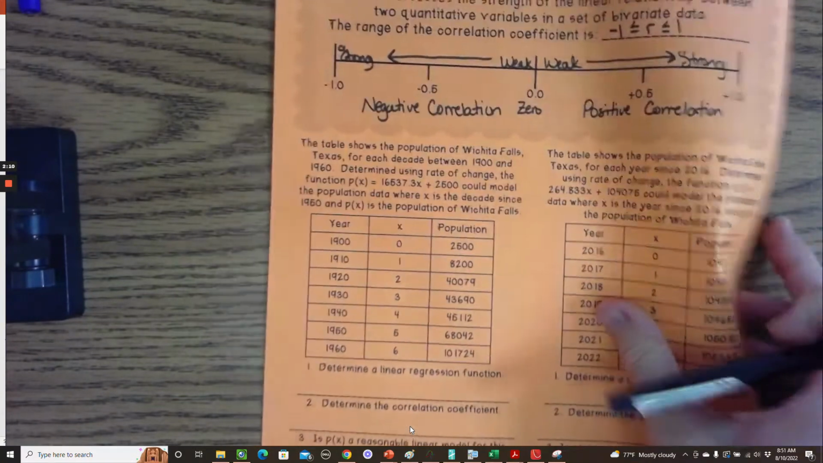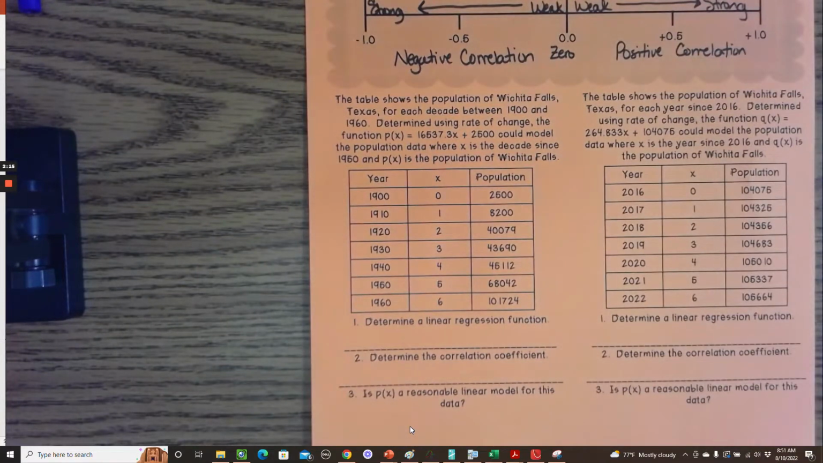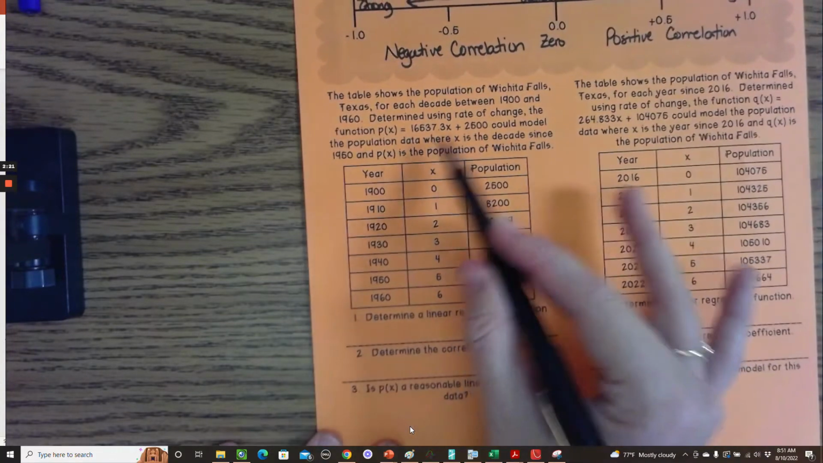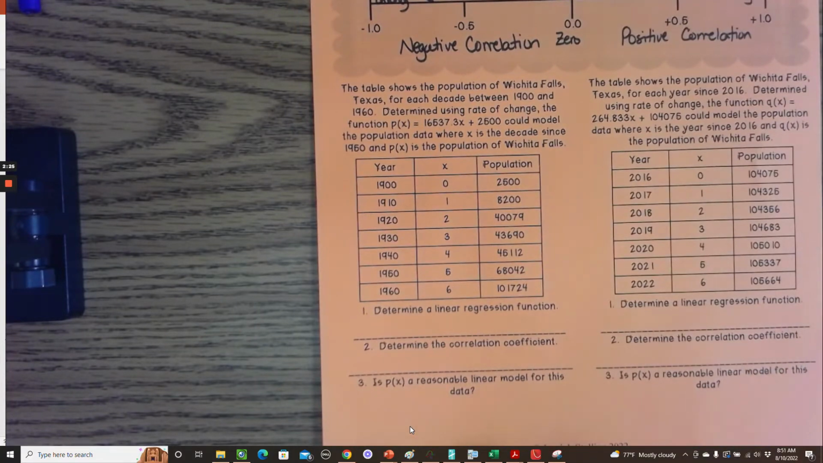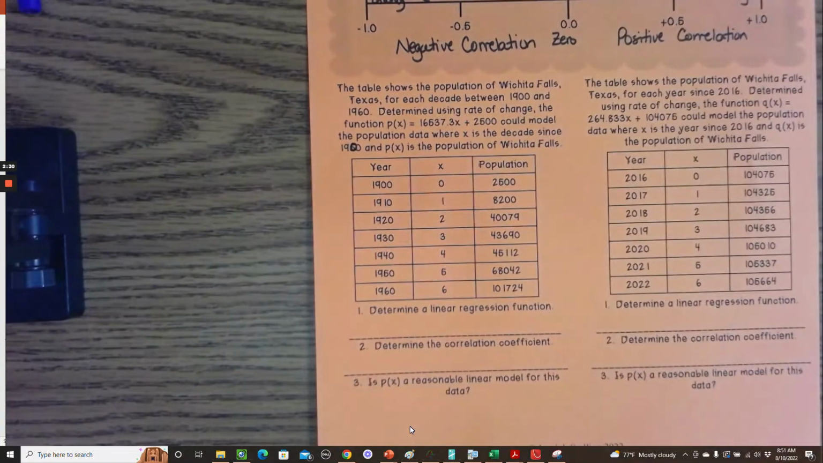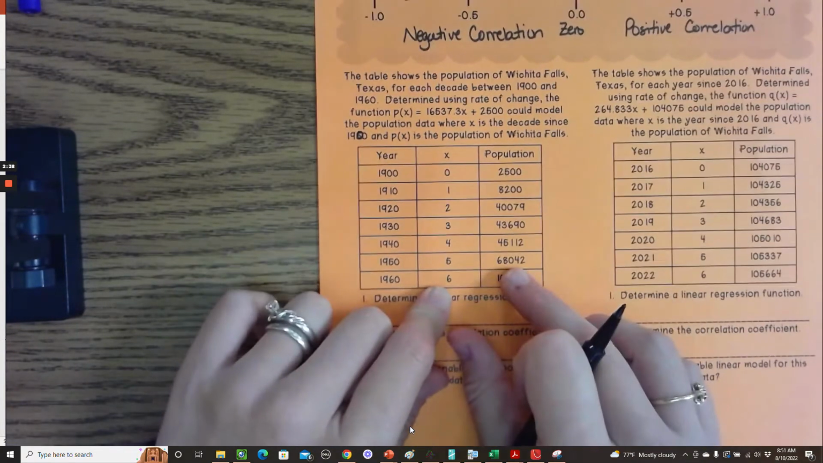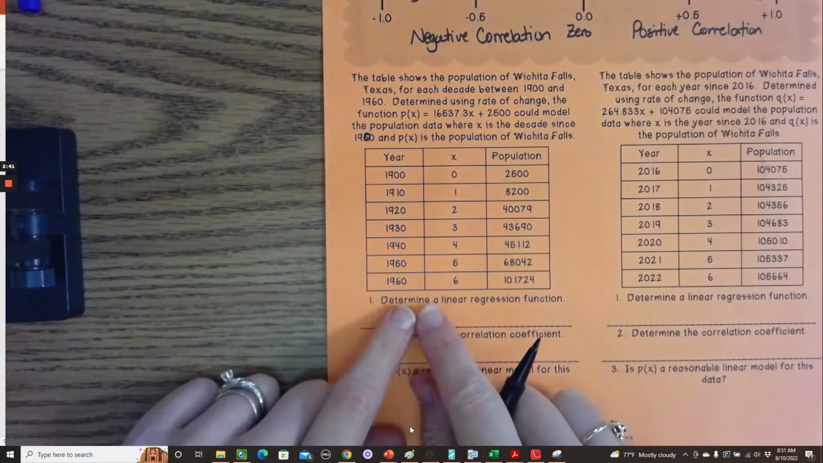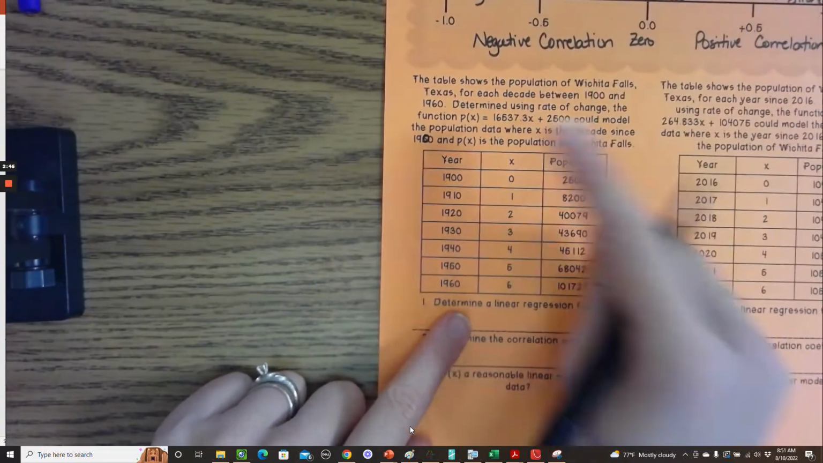All right, so the table shows the population of Wichita Falls, Texas for each decade between 1900 and 1960, determined using rate of change. The function p of x equals this function could model the population data, where x is the decade since 1900 and p of x is the population of Wichita Falls. So what we're going to do is take this actual data and determine a linear regression function. So this is using the average rate of change.